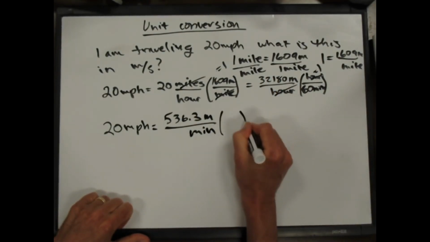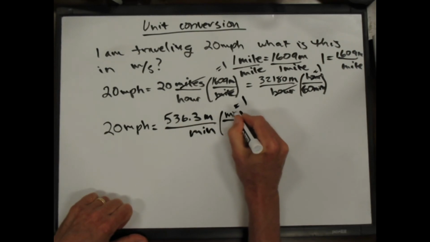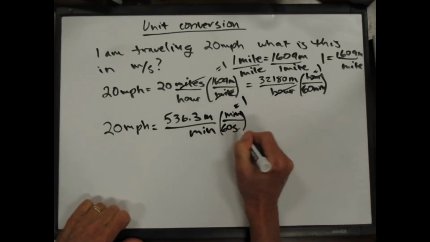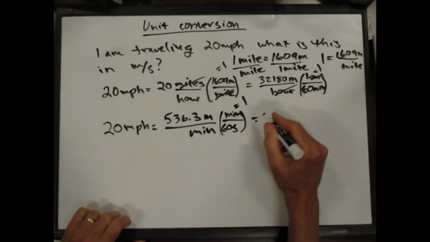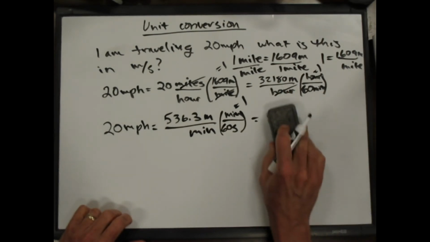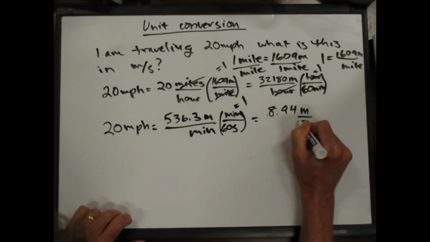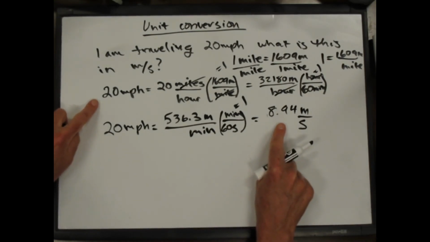Now I want to get that to seconds, and so once again, I'm going to put something that's equal to 1. I'm going to put a minute here, because I want the numerator to cancel the denominator, so my minutes go away, and I'm going to put 60 seconds here. That gives meters per second. And so that's how I go between miles per hour and meters per second.